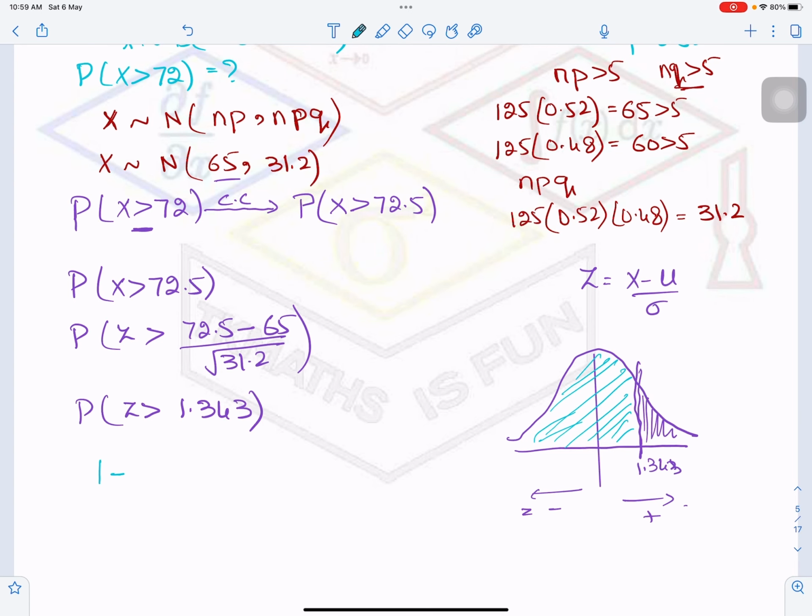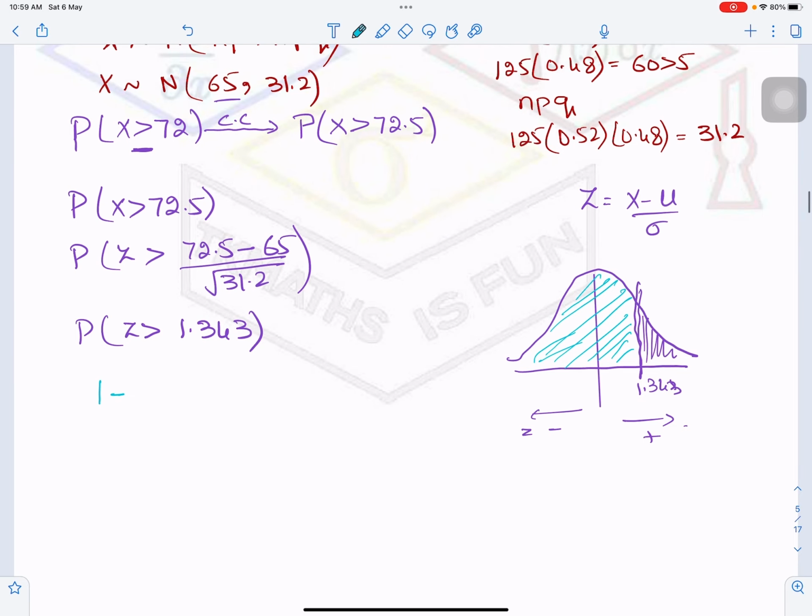So let's read the table. 1.343 is giving me 0.9104. Now use the calculator and you will get the probability 0.0896, which is approximately equal to 8.96%.